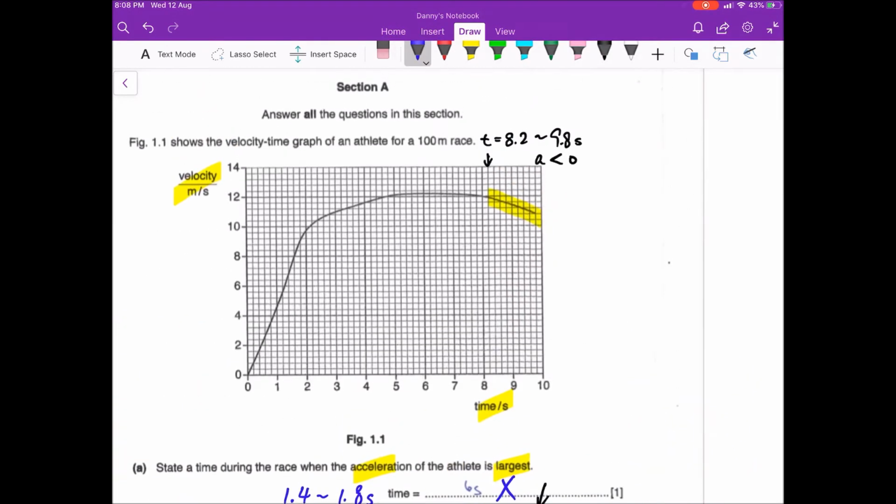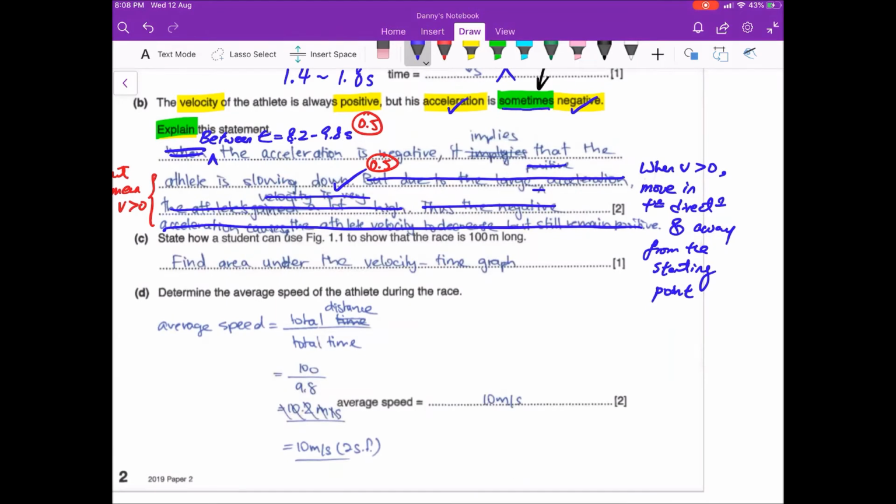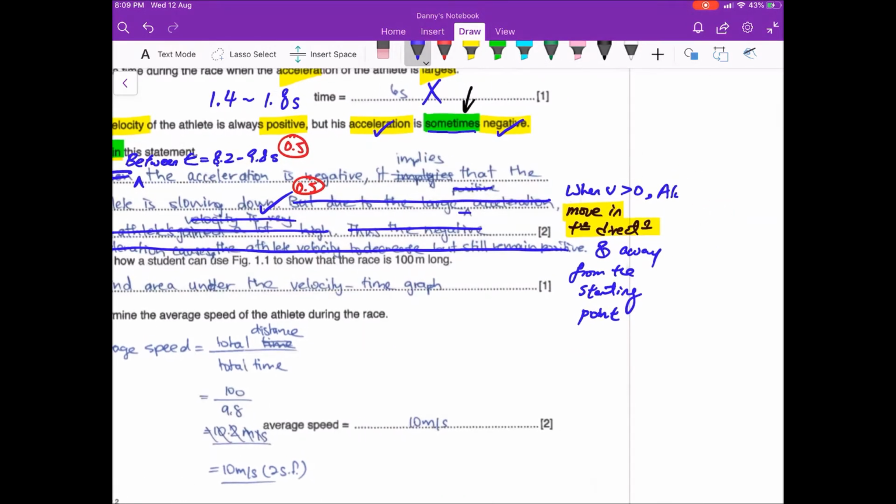Because this context is about an athlete in a race, so is this track a circular track? No, right? If it is a circular track, then maybe I'm going back. But with velocity always positive, it means that I'm always moving away from the starting point. Okay, but I think the marking scheme shouldn't be so strict. As long as you say that it is always moving in the positive direction, I forgot the word always, you should be able to score 1 mark.